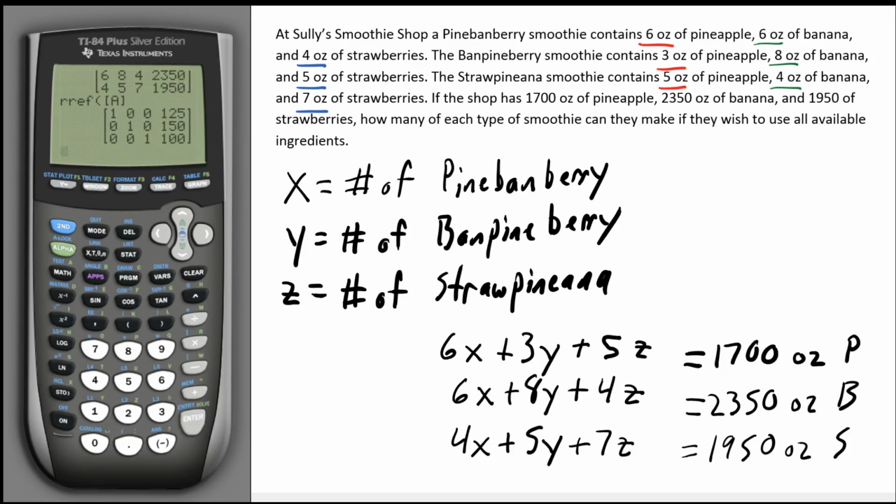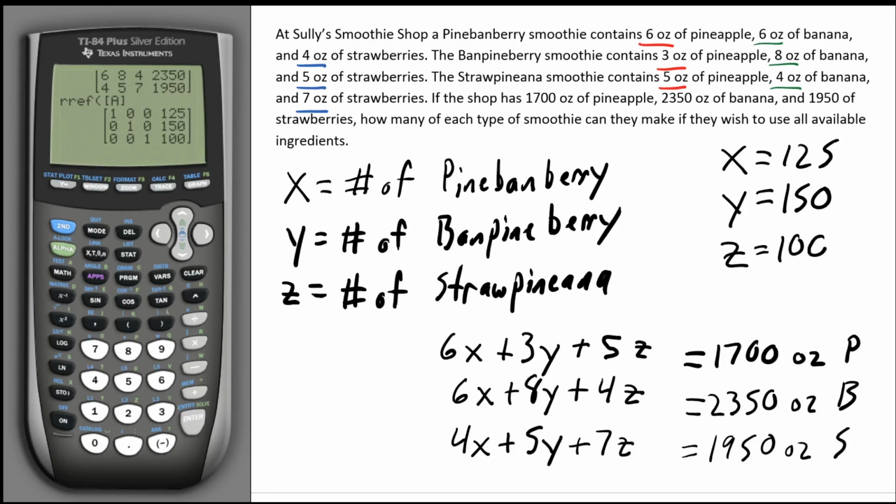So remember that the first column is x, second column is y, third column is z. So that first equation is 1x plus 0y plus 0z equals 125. Or in other words, just x equals 125. Second equation is 0x plus 1y plus 0z equals 150, so y equals 150. And the third equation is 0x plus 0y plus 1z equals 100, so that's z equals 100.